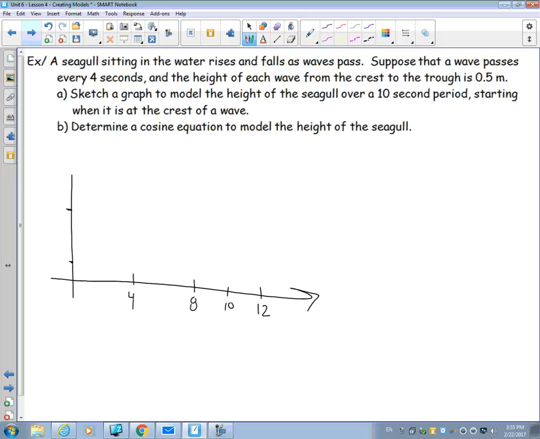I could say my wave is 0.5 up to 1 if I wanted to. Or I can go from 0 to 0.5. Or I can go from 2 to 2.5. I don't know how deep the water is, so I have some choices here.